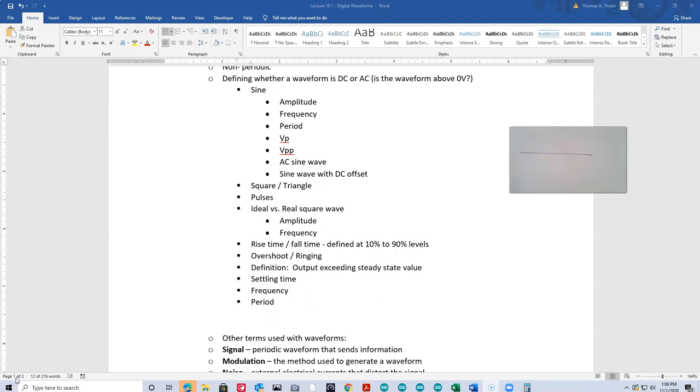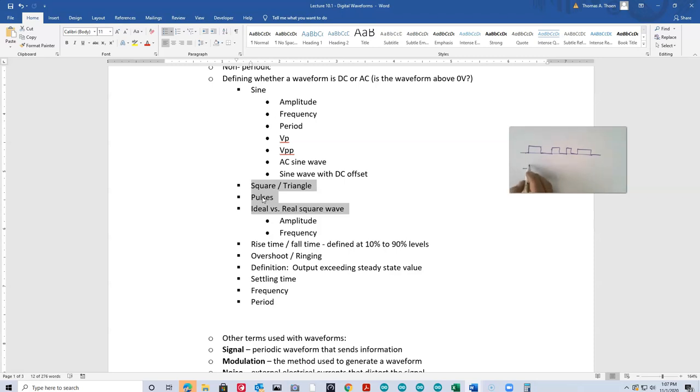Square waves are the type of waveforms that are most often used in digital systems. So, for example, a square wave looks something like this. A square wave doesn't define that the pulses are symmetrical or the same width, but that it has a very fast rise time and a very fast fall time in the signal sequence.